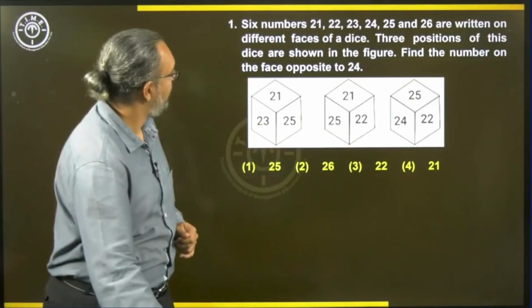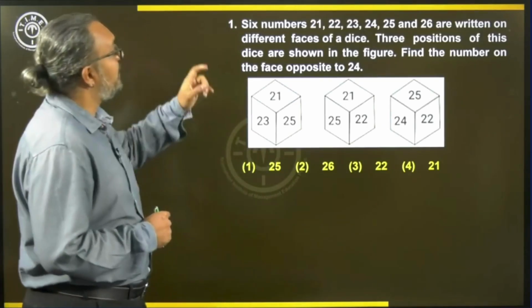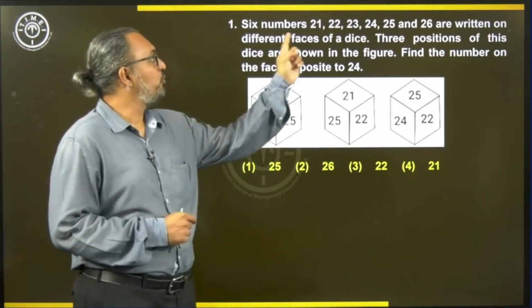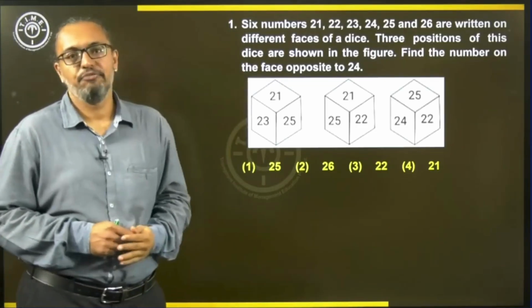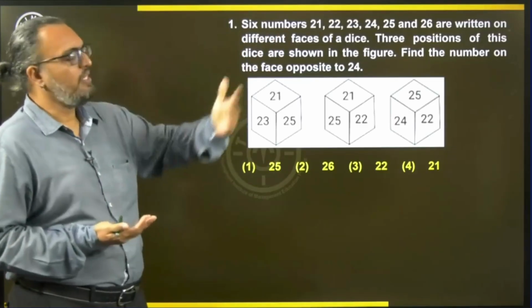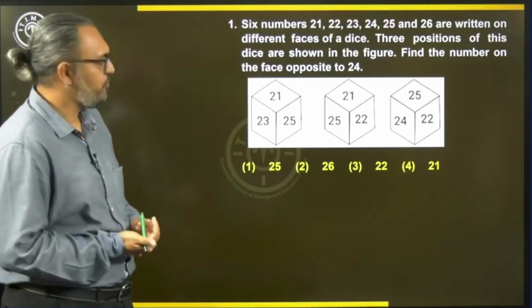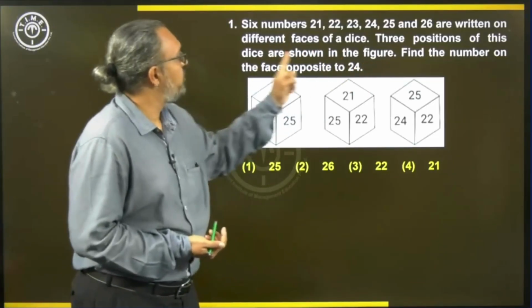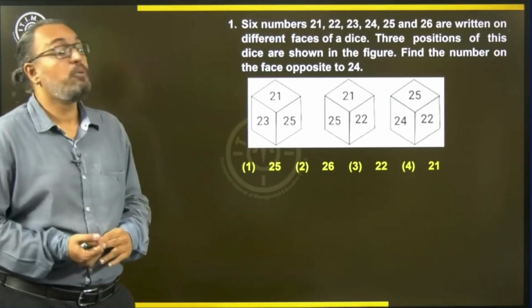Right. Okay, so let's start with dices. So here it says 6 numbers 21, 22, 23, 24, 25 and 26 are written on different faces of a die, because a dice has 6 faces. So you have 6 numbers written on each face. The 3 positions of this dice are shown in the figure. Find the number on the face opposite to 24.